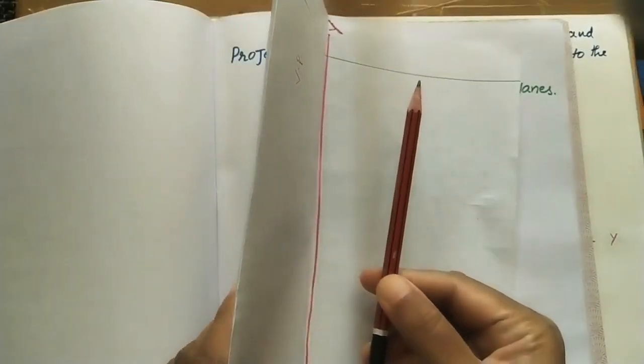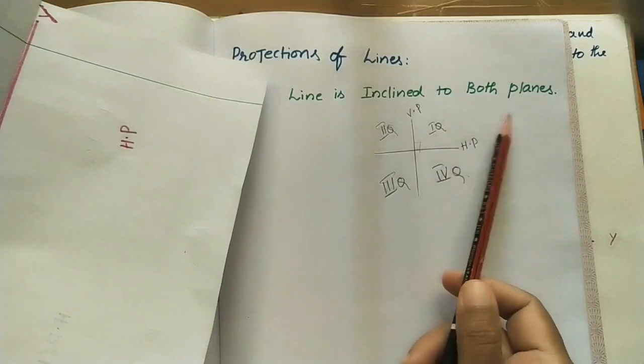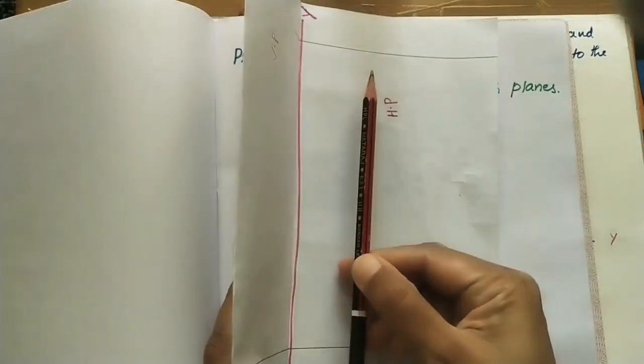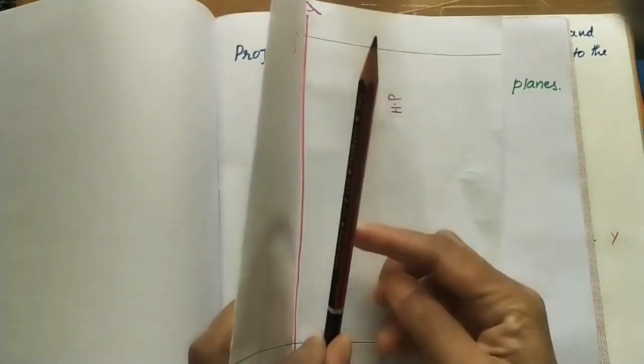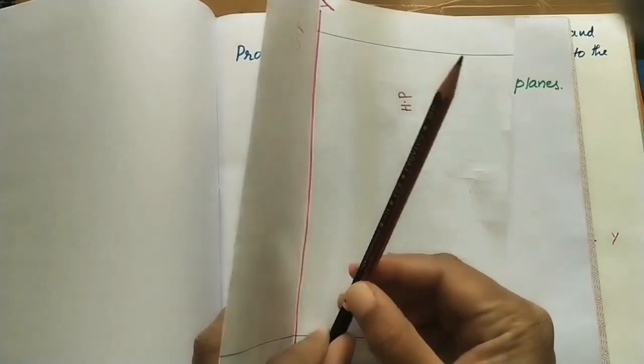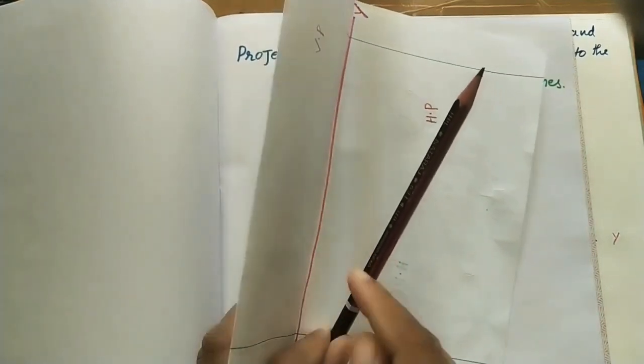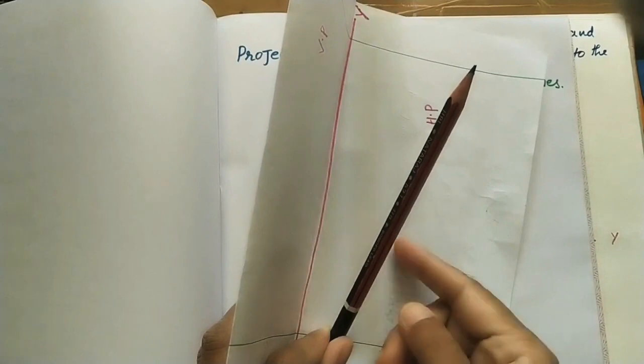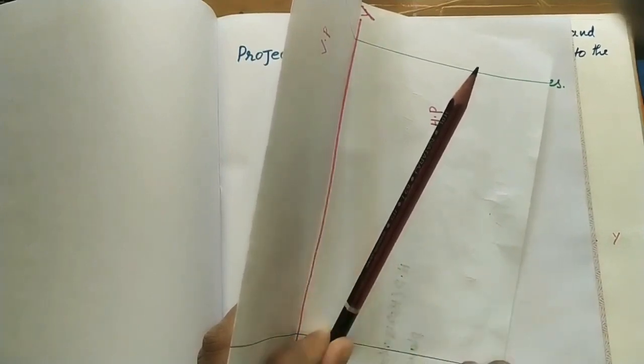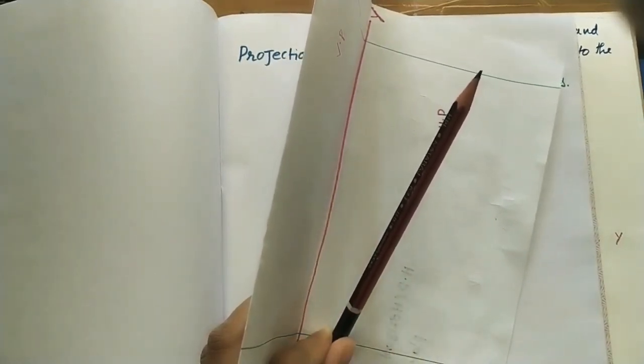Now, the given condition is that the line is inclined to both the planes. Whatever line is here, it is making an angle with the horizontal plane like this, and it is also making an angle with the vertical plane like this. It is making an angle with both the planes, the horizontal plane as well as the vertical plane. For this line we need to do the projections.